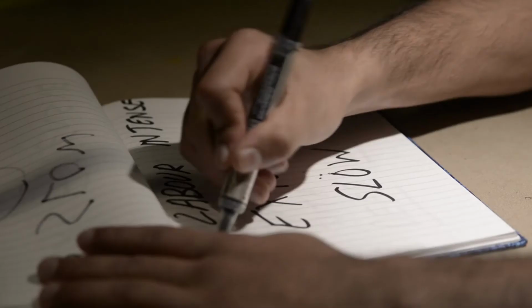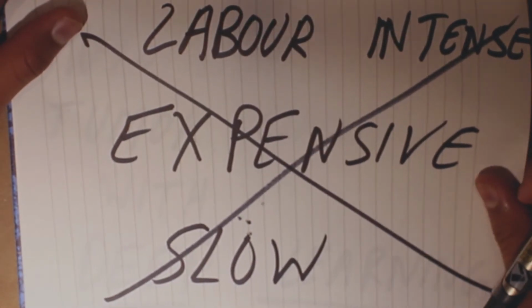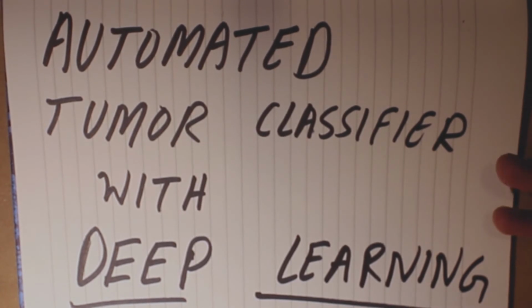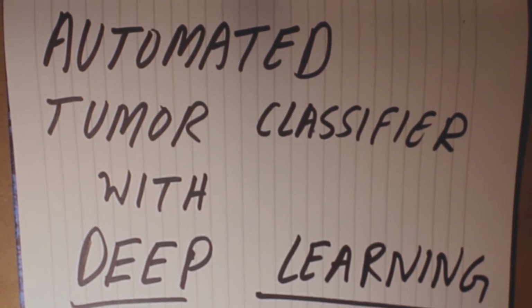So we don't need any of these problems, and the solution to that is automated tumor classification with deep learning. So I've created a convolutional neural network that looks at samples of tumors and classifies them into malignant and benign, and further subcategories of adenomas and carcinomas.